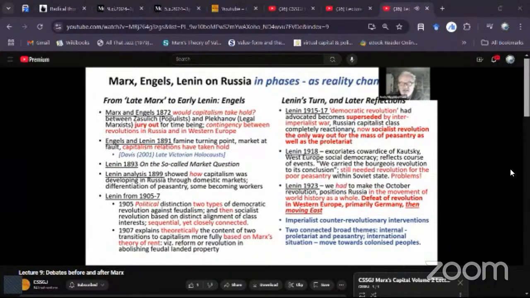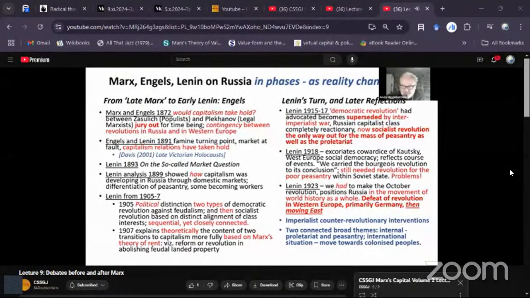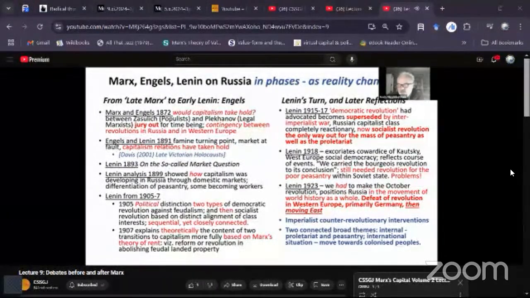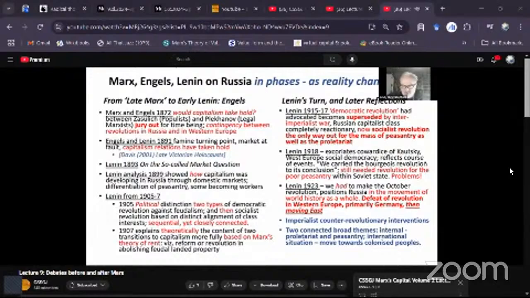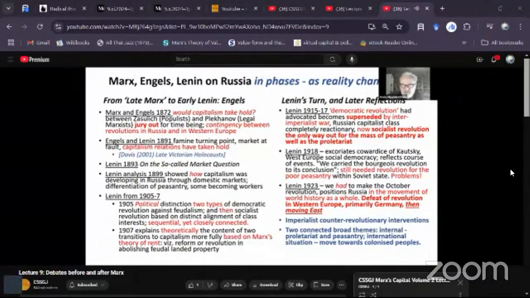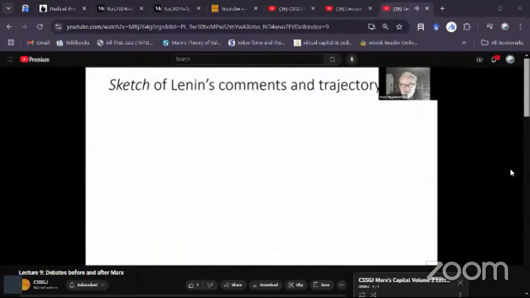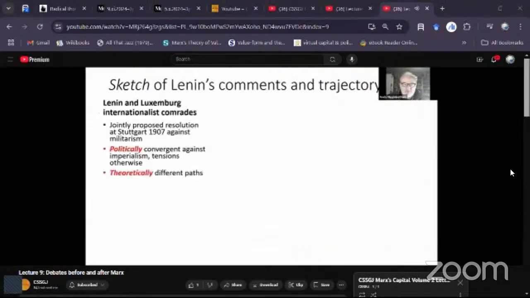And the connecting broad themes were both internal and external. The internal theme, overriding theme completely, was the connection between the proletariat and the peasantry. And the external theme, the international theme, was the question of how Western European capitalism was becoming more and more overtly imperialist. I mean, it always had been, but it began to fight over who gets to colonize peoples.